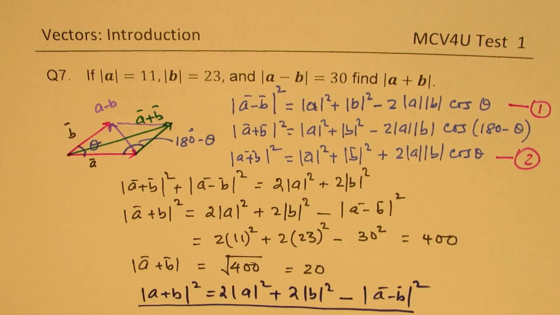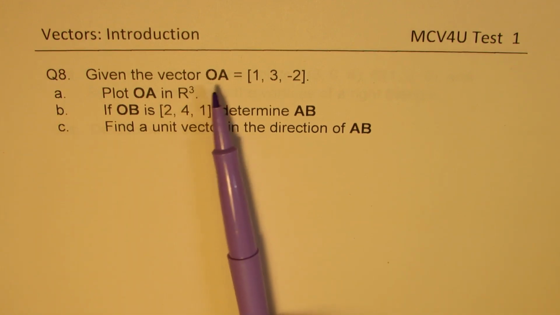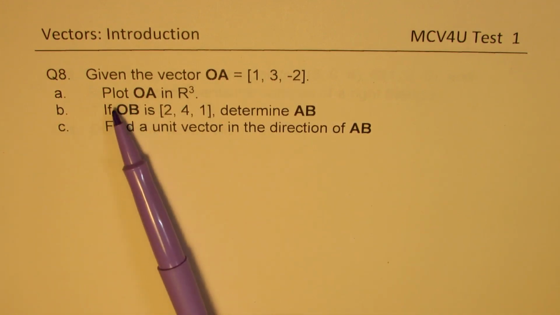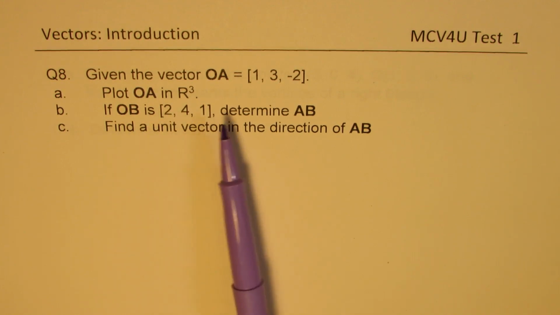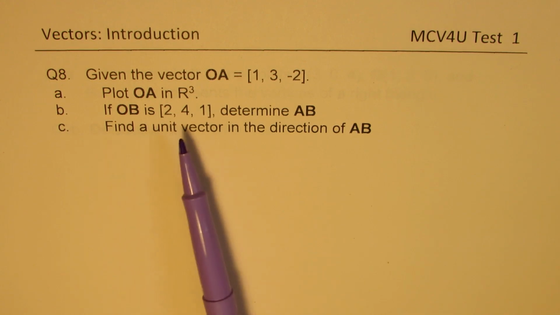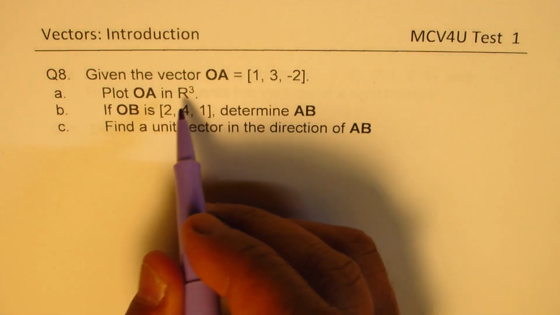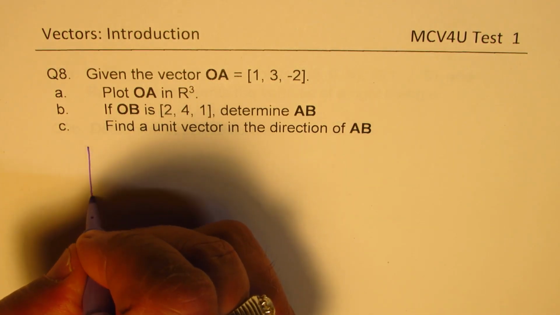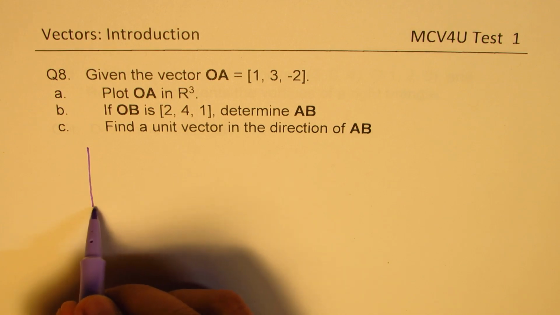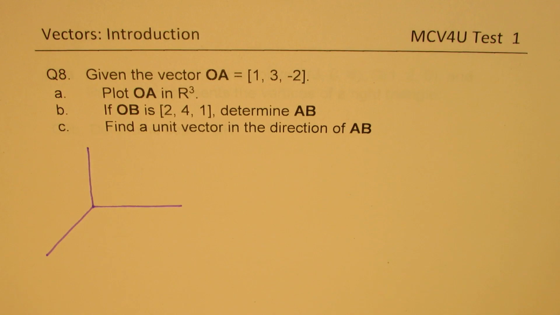Now let's take the next question, which is question number 8. It says, given the vector OA (1, 3, minus 2), plot OA in R3. If OB is (2, 4, 1), determine AB. Find a unit vector in the direction of AB. So let's first sketch OA. So in R3, we have axes x, y, z. They're orthogonal to one another.